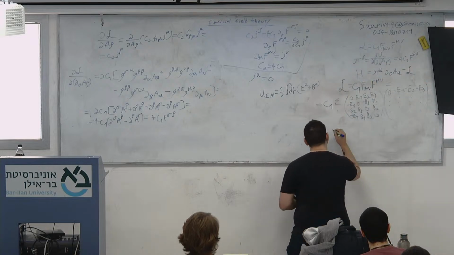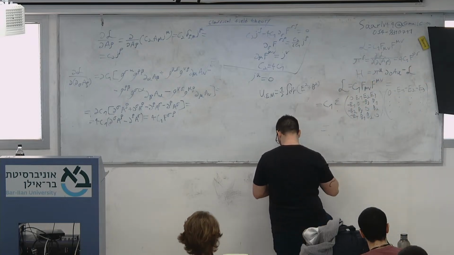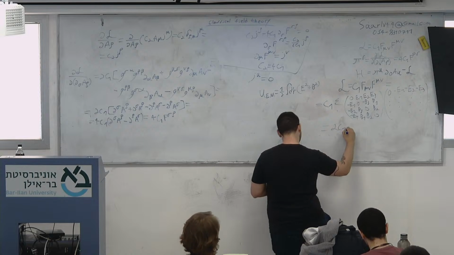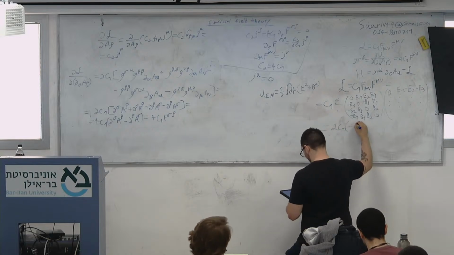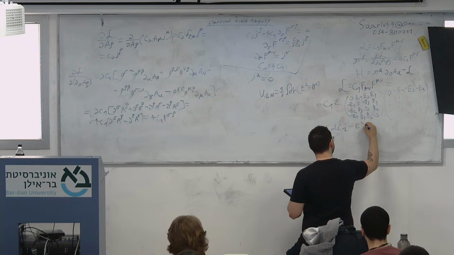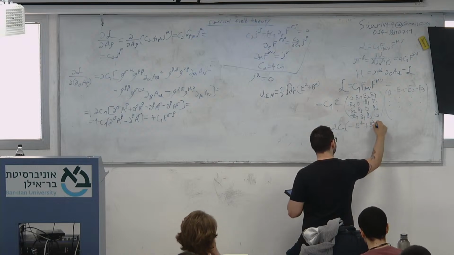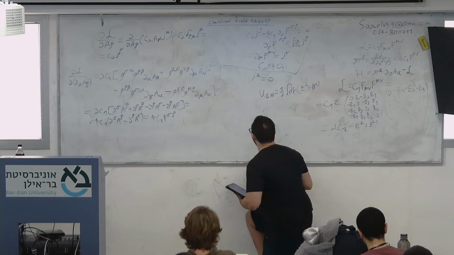But the result of this, if you multiply them, C1 minus E squared plus B squared.